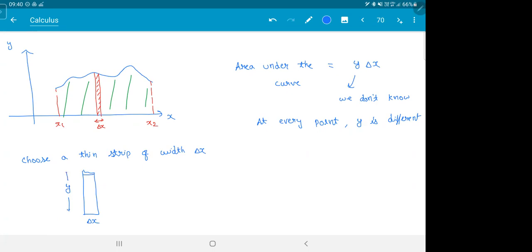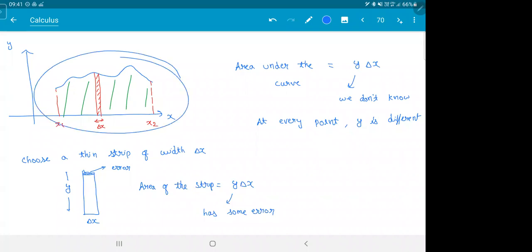Now, if I try to find this area, you still end up with some error. If I say area of the strip is y into delta x, there is still some error there, because even at this point, the y is exactly not the same. It is still varying, but it is much better than the previous one, isn't it? Error has decreased.